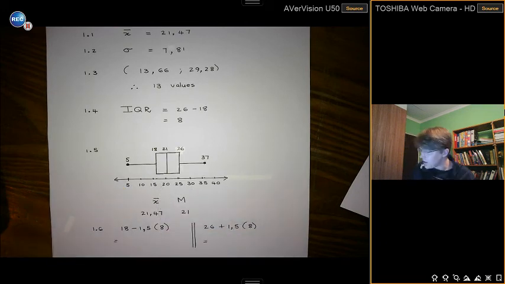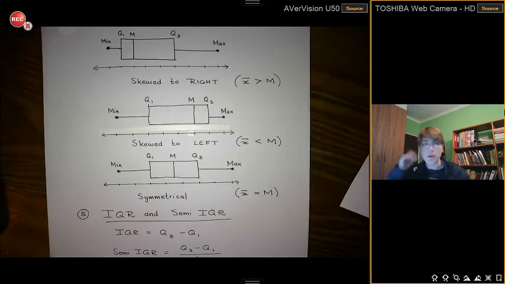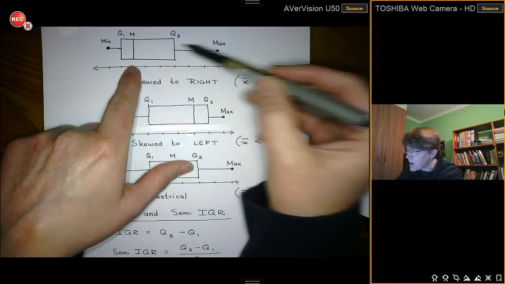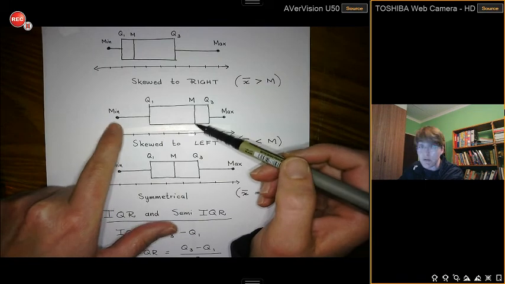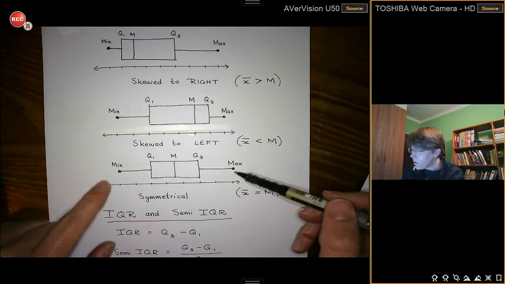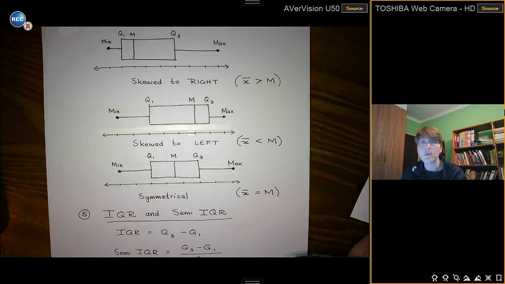Now, skewed to the left or skewed to the right. Generally, if they're going to ask you a question about skew to the left or skew to the right, you will clearly see the skewness of the box and whisker plot. Like in this case, it's very clearly more spread out to the right, so it's skewed to the right, more spread out to the left, so it's skewed to the left. Or it's symmetrical, because it looks like the left and the right hand side are the same.